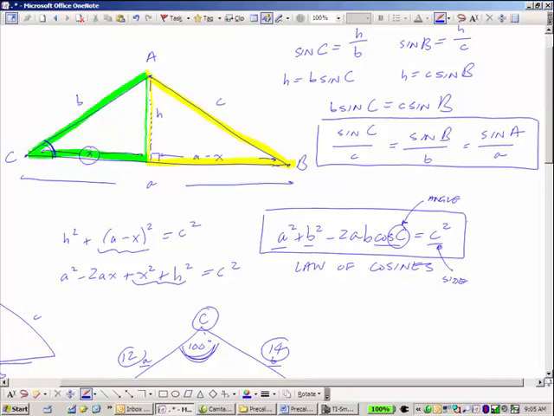So give the homework a shot tonight. Draw pictures. Label your sides. Ask yourself, should I use the law of sines or the law of cosines? And then we'll talk about it tomorrow, and then we'll figure out where the law of sines will lead you down the wrong path.